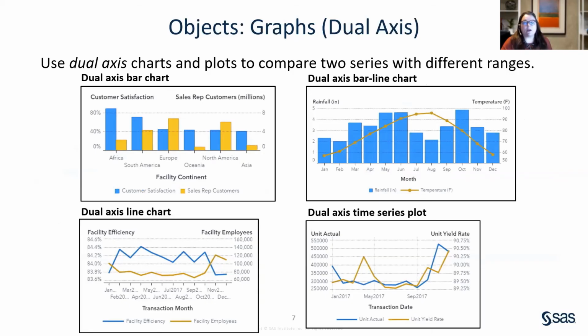This gives me two y-axes and allows me to display values with a different series of ranges. So one of the examples is earlier we saw the total orders and the total customers. That would be perfect for a dual axes bar chart. So let's take a look at using these.